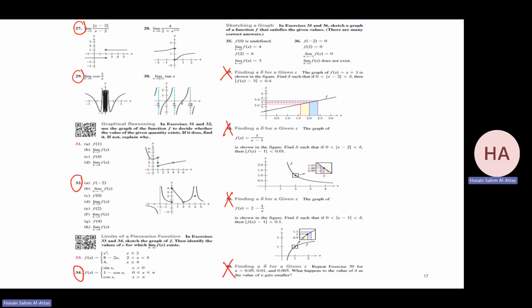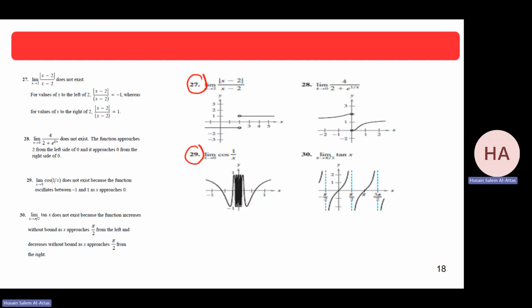These are more problems through the graph, but in these cases, the limit does not exist. I will do all of these four problems. This is the graph. Very clear. If I go from the left, I'm talking about 2, I will be here. Going from the right, I will be here. So right is not equal to left. Because of that, we say the limit does not exist. For values of x to the left of 2, it will be -1. From the right of 2, it will be 1.